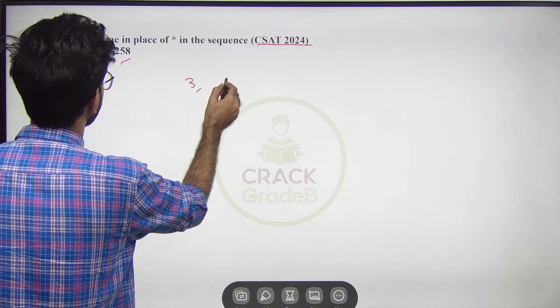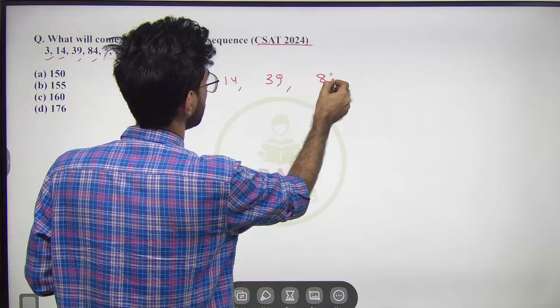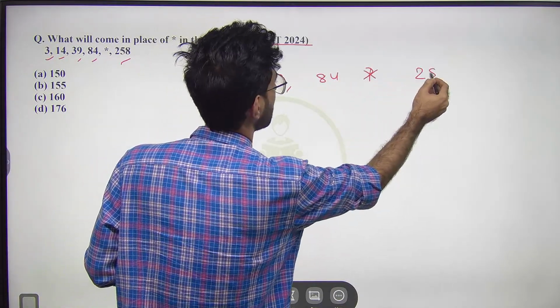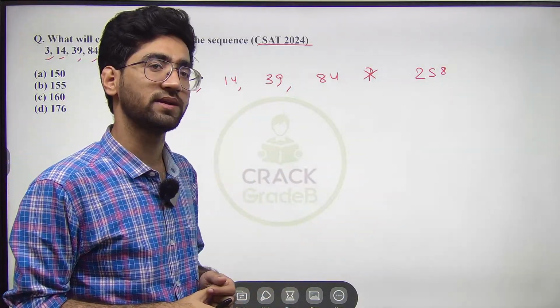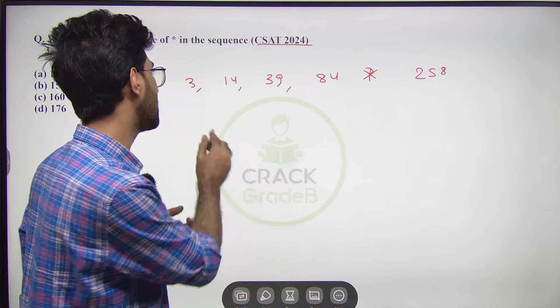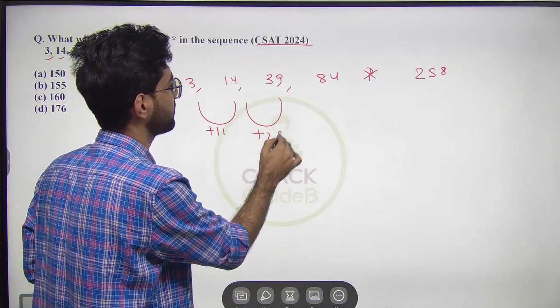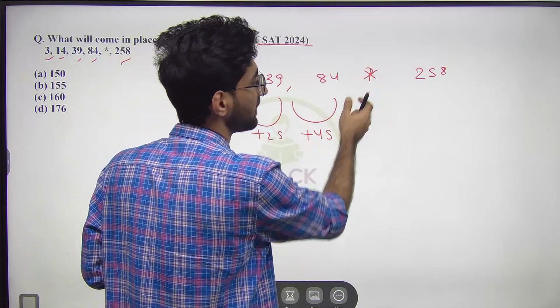What do we do usually? 3, 14, 39, 84. If you are not able to identify the pattern quickly, we usually suggest aspirants to look at the difference. If you look at the differences, they are plus 11, plus 25, then plus 45. You don't know what the pattern is.